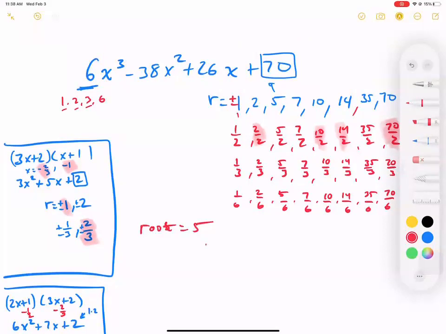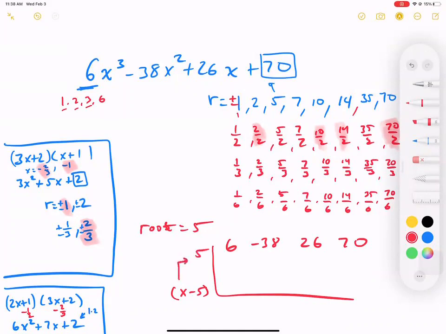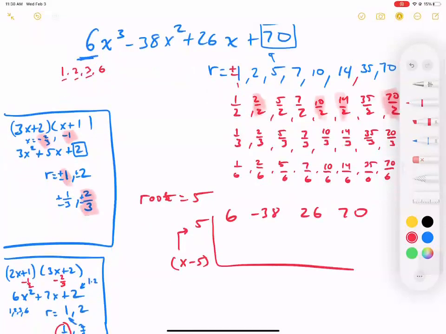So let's use synthetic division and break this number down. 6, negative 38, 26, and 70. Okay, using synthetic division, saving us time. The root we said was 5, so the factor is x minus 5. So be careful here. The factor is x minus 5. So the value is going to be 5, right? We always make it go to 0 for the synthetic division. All right, let's see if 5 works. I told you it should work.